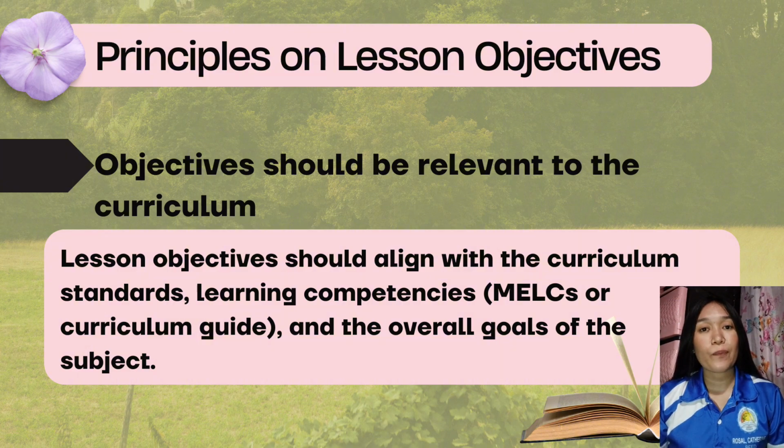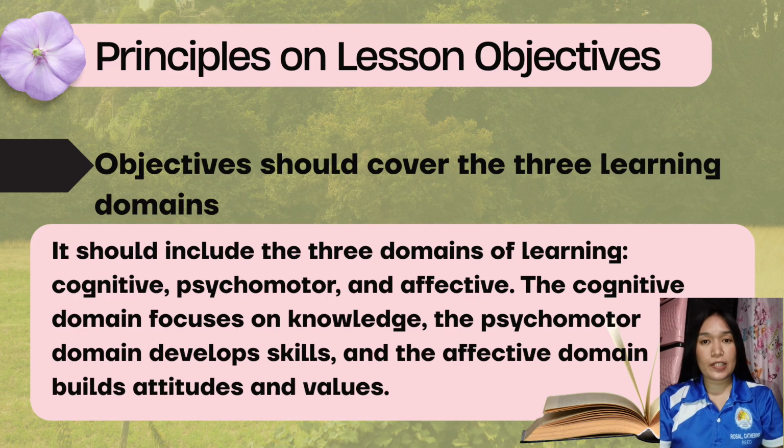It also prevents teachers from spending too much time on topics that are not appropriate or necessary for the learners. The sixth principle is that objectives should cover the 3 learning domains. A good lesson should not focus only on what learners know. It should also develop what they can do and how they feel, value, and respond toward learning. These 3 domains are the cognitive, psychomotor, and affective domains.